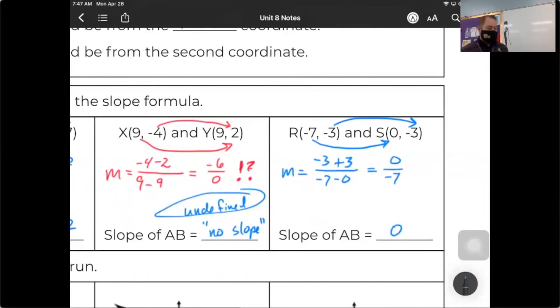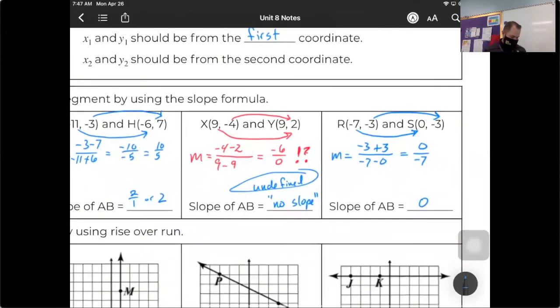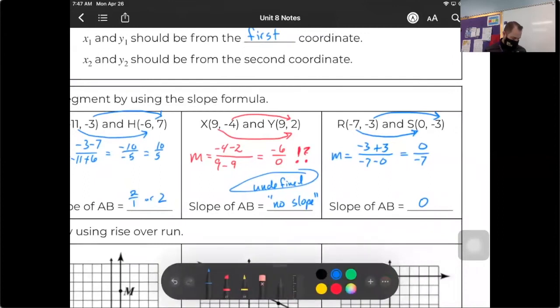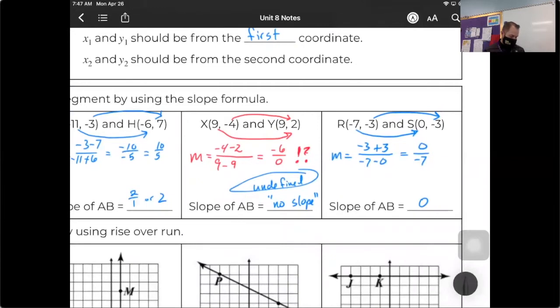Okay? So here's what I want you to understand as we go through this. When we look at our graphs, an undefined slope is always going to be a vertical line, because the x values are always the same, so they're going to line up like that. A 0 slope is always going to be a horizontal line because the y values are the same here.